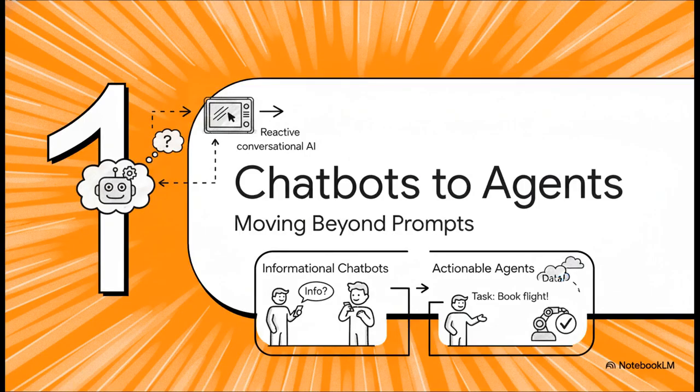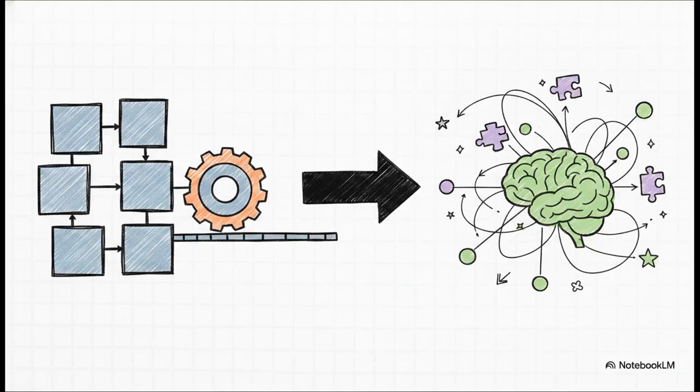Starting with Section 1. Chatbots to autonomous agents, moving beyond reactive prompts. We're in the middle of a massive transformation right now. Businesses are shifting from reactive conversational AI, systems that just fetch data when you ask them a question, to actionable, goal-driven agents. For years, we built informational chatbots. You'd ask a question, the bot would give an answer, but then you still had to go and manually execute the actual task. If you've ever drowned in spaghetti code just trying to make a bot do more than simply chat, you feel my pain here.